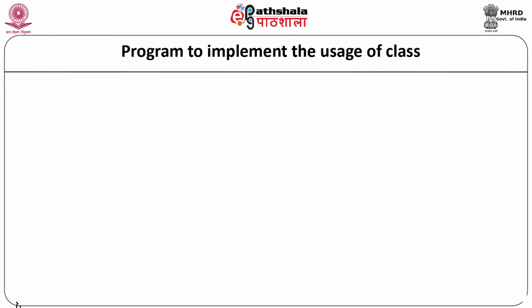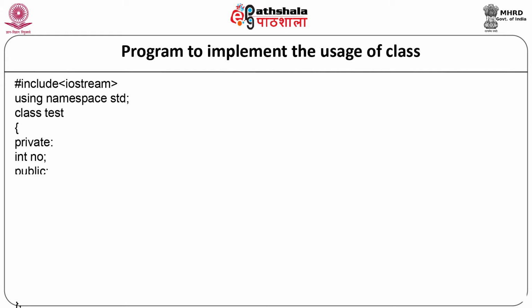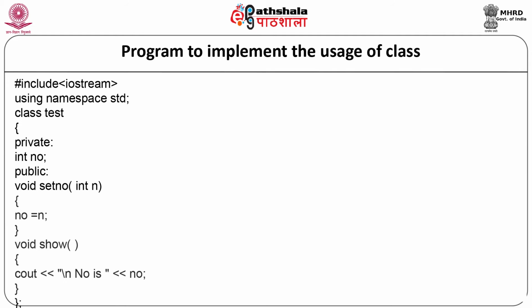Let us see a simple program for the usage of the class. Here the class test is declared with the private data member integer number, and the public member functions set number and show. Set number will give the value n to the number, and void show will display back the value of the number.